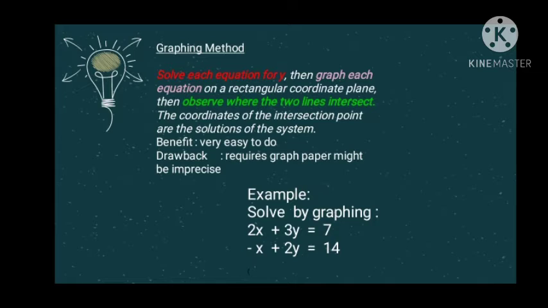Example: solve by graphing 2x plus 3y equals 7, and negative x plus 2y equals 14.